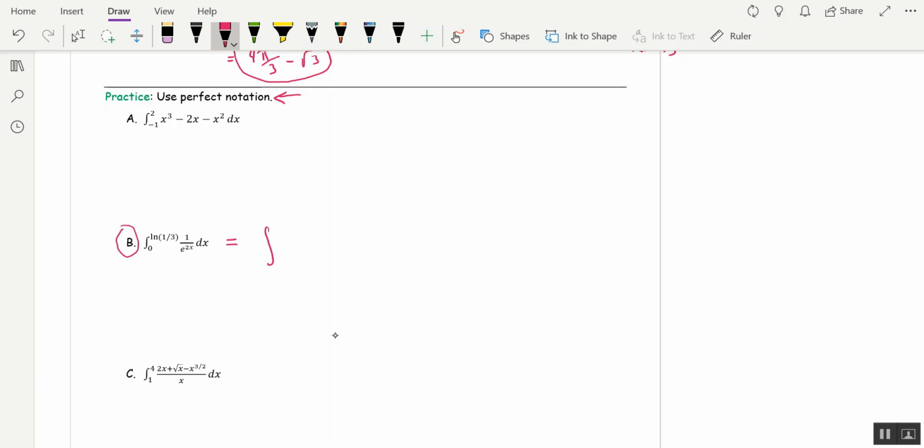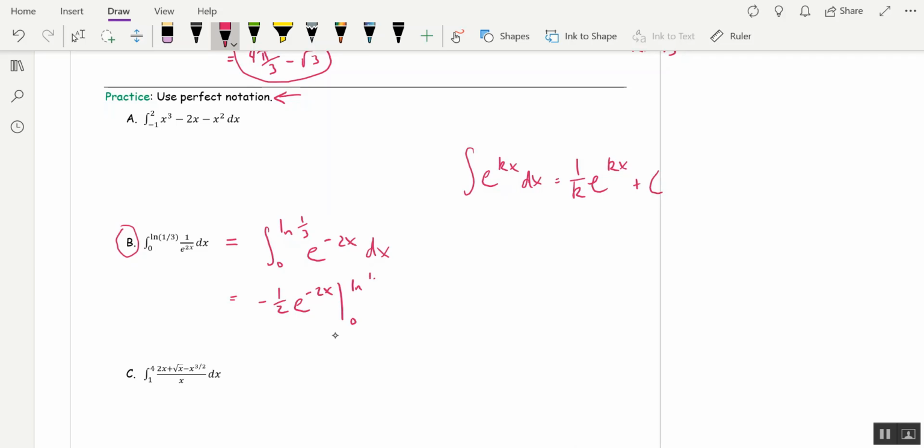First of all, this is the integral from 0 to ln of a third of e to the -2x dx. I have to rewrite it like that in order to use my Bible formula. And the Bible formula I'm referring to is the integral of e to the kx dx is 1 over k e to the kx plus c. Now, I won't have the plus c because this is a definite integral, but I will have the 1 over k. So that's -1/2 e to the -2x between 0 and ln of a third.